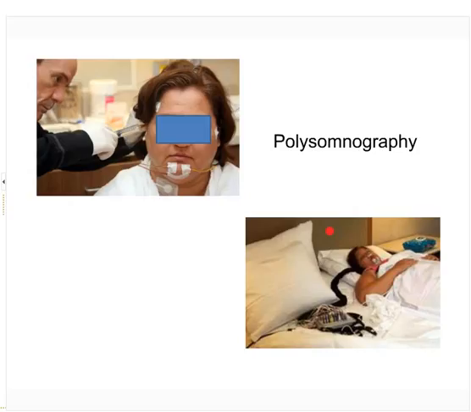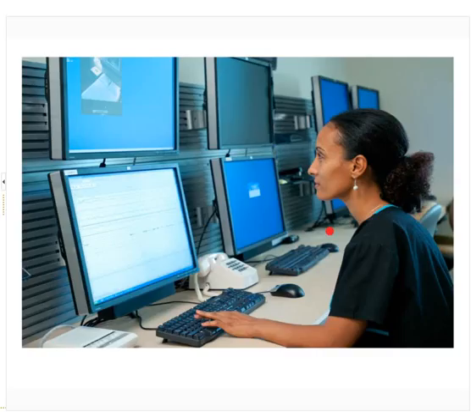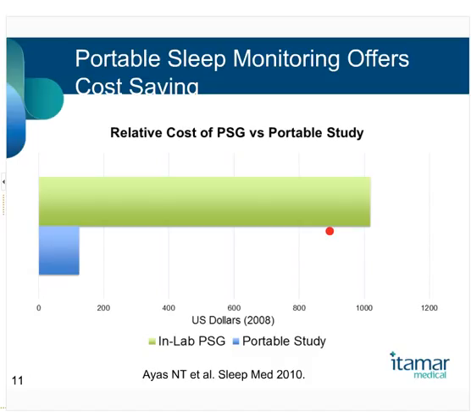So polysomnography, since the early to mid-1970s, when it became clinically viable, has been the mainstay of the diagnosis of obstructive sleep apnea. And it's a great test. Many of us on this call have spent many an evening or a day looking at full polysomnograms, an incredibly rich source of information about our patients. But they also come with some problems.